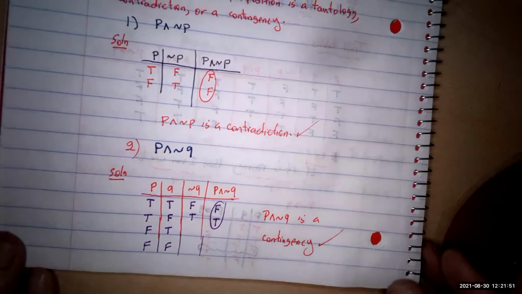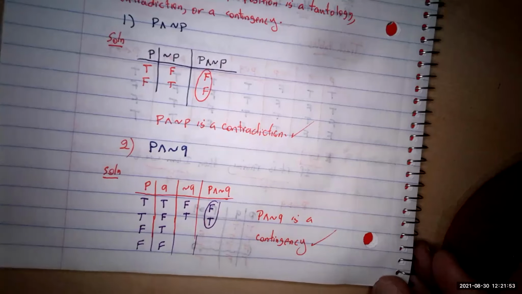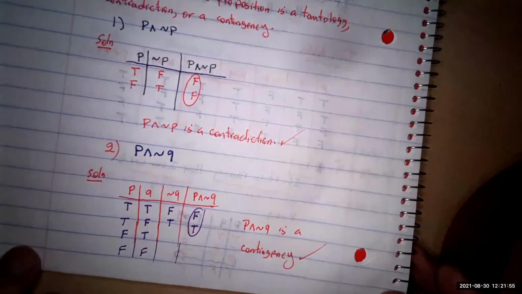Any question? Let's have another one. What do we need? We have seen a contradiction and a contingency. Let's see if we can get a tautology.